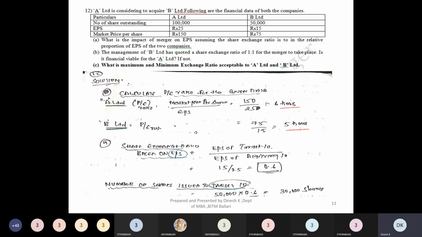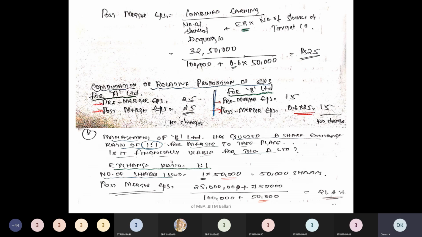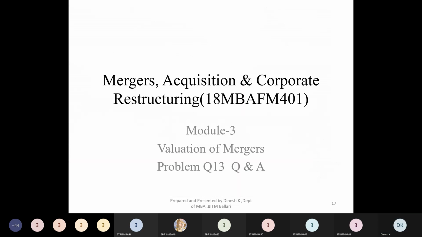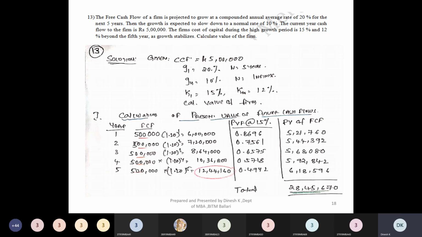So in the last class, we completed question number 12. So now we move to question number 13. Let's see what exactly question number 13 is. In question number 13, we need to calculate the value of the firm, right?